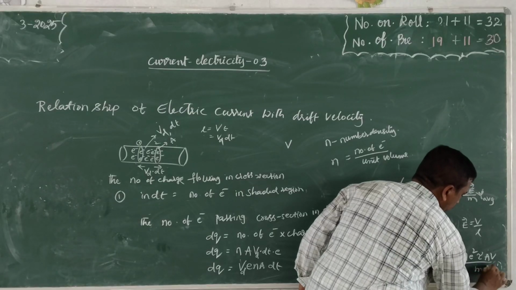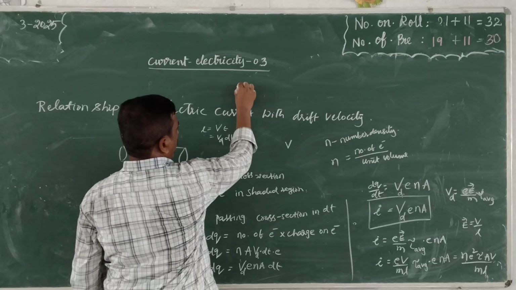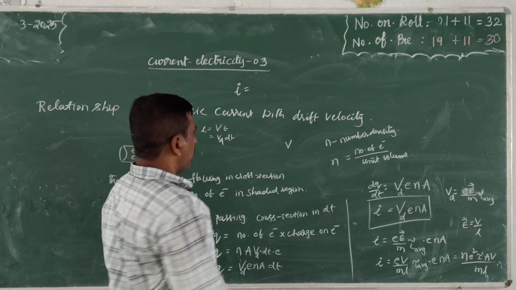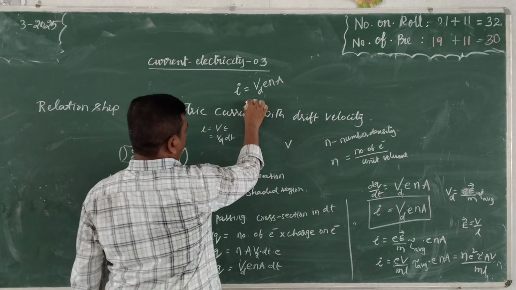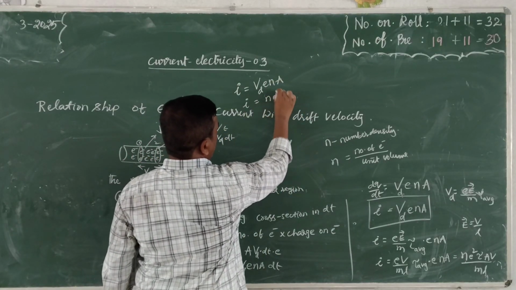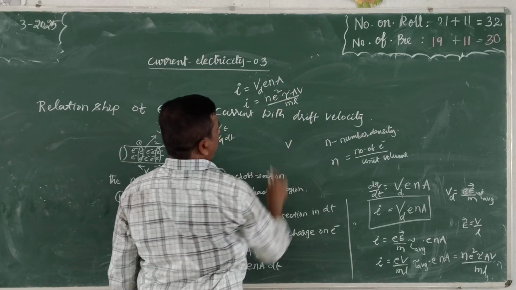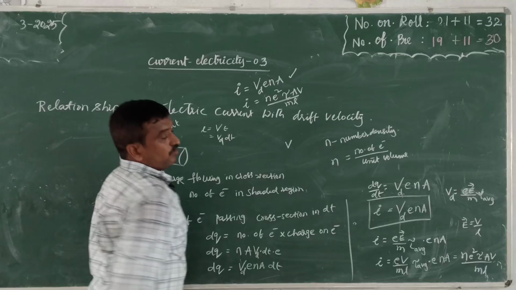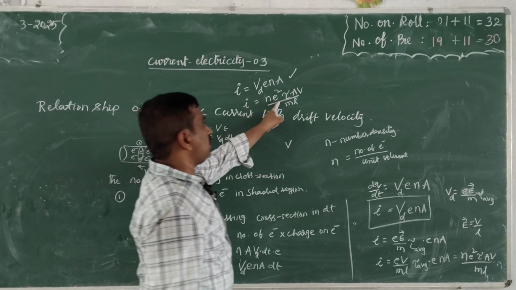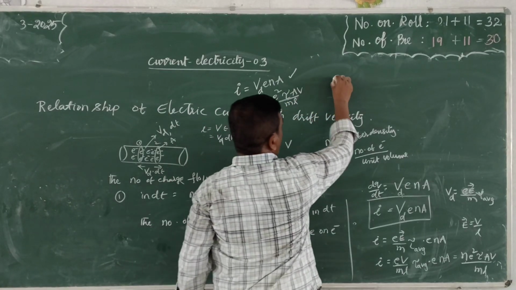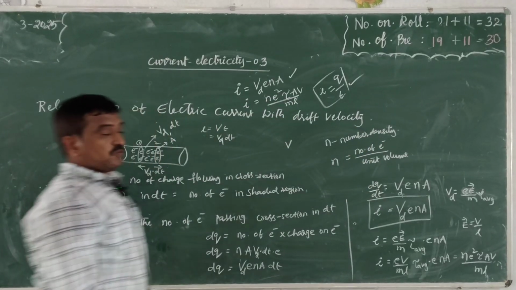So what is the electric current formula? I write electric current I equals, first, Vd e n A. Second, n e square tau A V by m l. Or we can write q by t also. We have this general formula. These are the formulas for electric current.